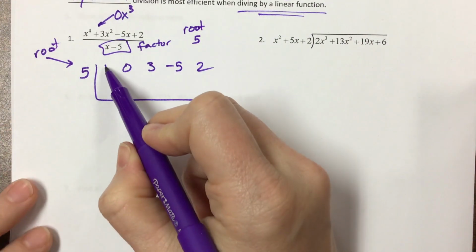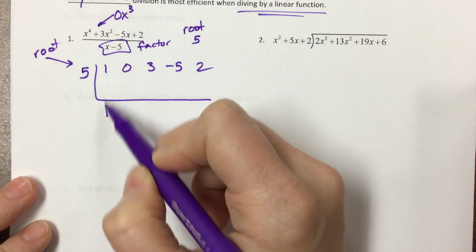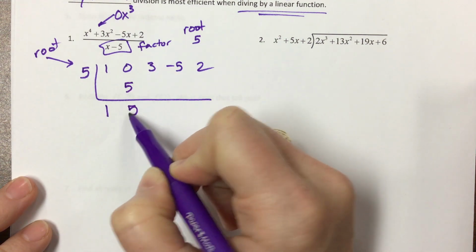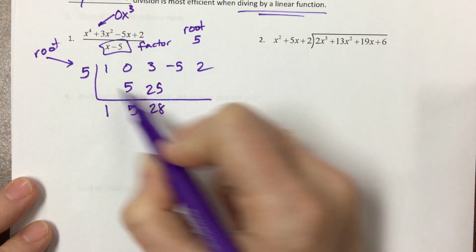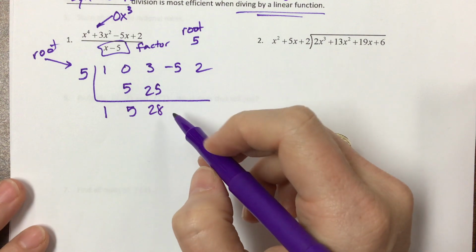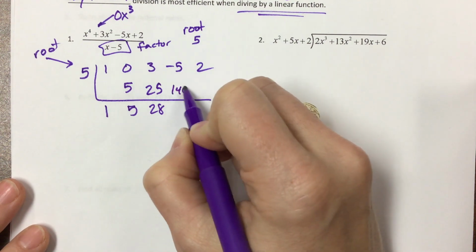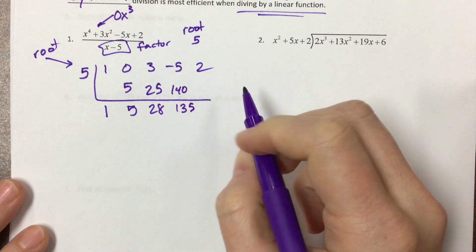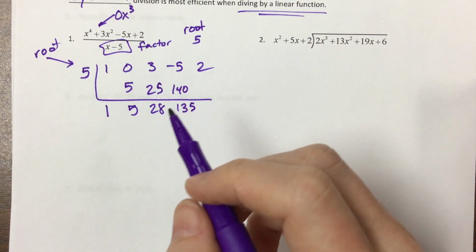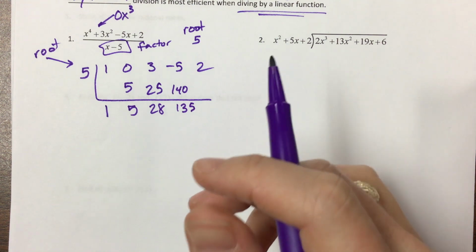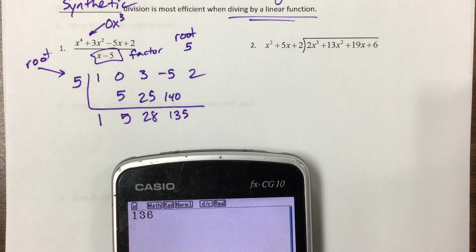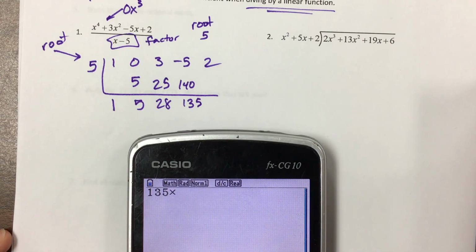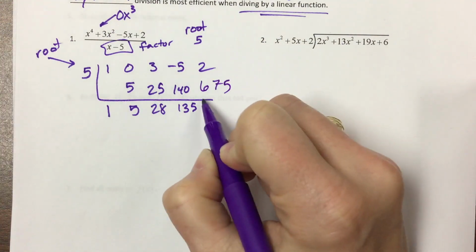I think you've seen this before. I write down the 1 and then I multiply. So 1 times 5 is 5. Then I add these, multiply. 28 times 5, well, 20 times 5 is 100. 8 times 5 is 40, so 140. I'm going to grab a calculator. Okay, sorry. 135 times 5, and then we have to add 2. So there we go. Add 2.